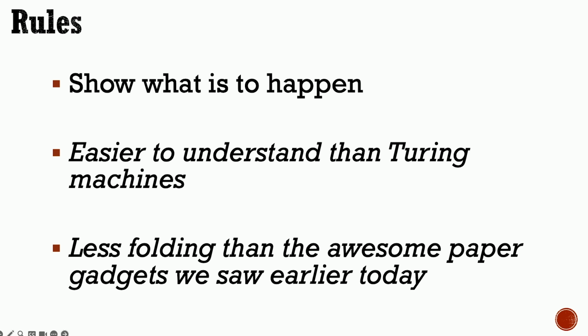So the rules in a Markov algorithm, unlike a Turing machine, show you what will happen. I'm going to show you some rules in a second. That makes them much easier to understand and a lot less folding of paper than the Rule 110 example we saw earlier. So they're a little better on your fingers.